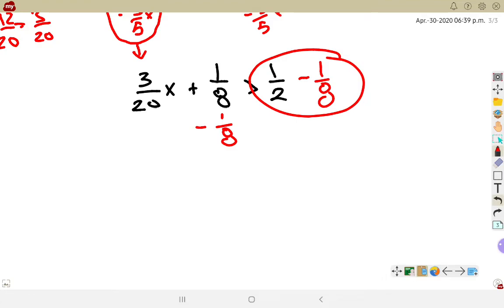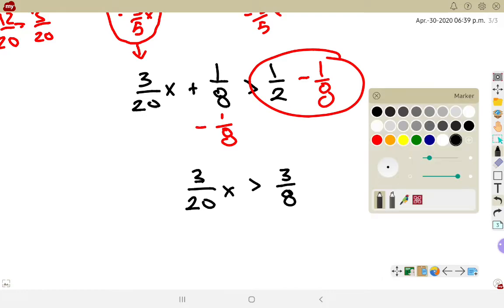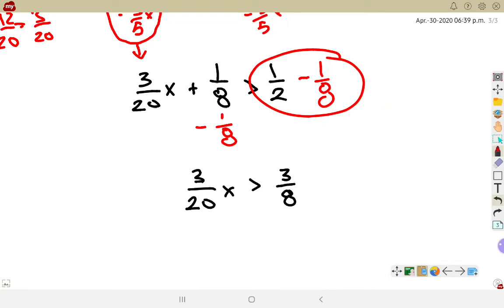1/8, I need to have a common denominator of 8. So 1/2 is the same thing as 4/8. 4/8 minus 1/8 would leave me with 3/8. Okay, and to get rid of my coefficient, I need to multiply both sides by the reciprocal. So my coefficient is 3 over 20. The reciprocal is 20 over 3. I have to do the same thing on the left and right.